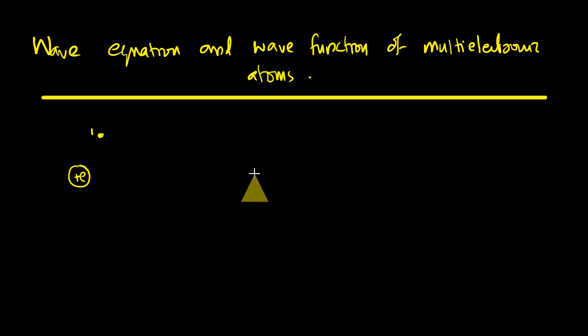But now we can consider a multi-electronic atom. Let us consider a nucleus with a charge plus Ze, and there are more than one electrons around this nucleus. Let us consider electron 1, then another electron, electron 2, and another electron, electron 3. So there are 3 electrons in this system. Let the distance between electron 1 and the nucleus be R1, the distance from the nucleus to electron 2 be R2, and the distance from the nucleus to electron 3 be R3.